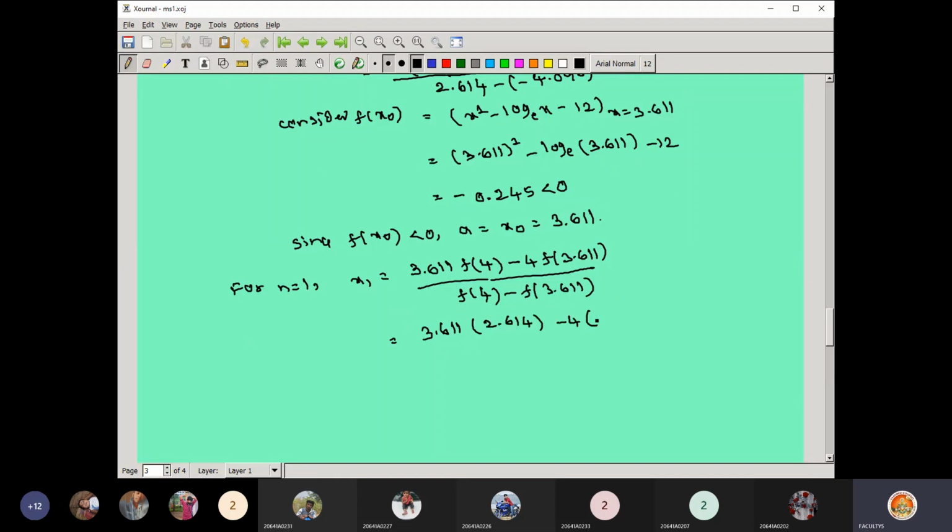Minus 4 into f of 3.611. Also we calculated, its answer is minus 0.245. Total it is divided by 2.614 minus of minus 0.245. So let me know the answer.